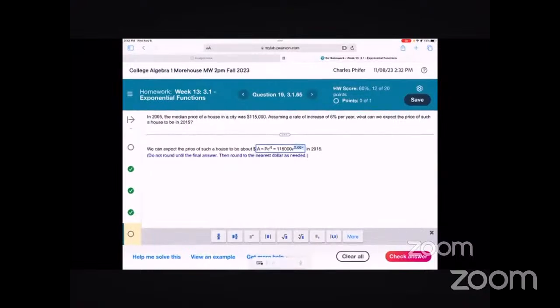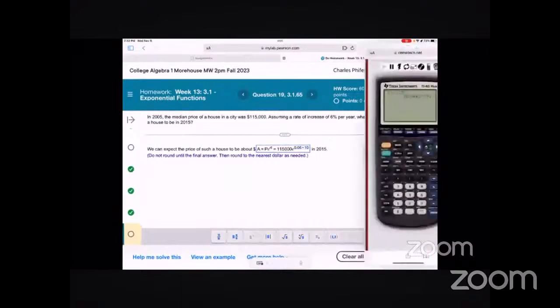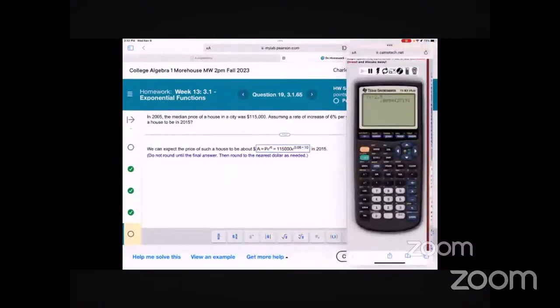Okay, let's use our calculator. I think this will work. Let's just try this. If it doesn't, we'll adjust. We'll do our 115, 1, 2, 3. E is second S. The rate is 0.06 times 10 years. Close parentheses. Round to the nearest dollar.